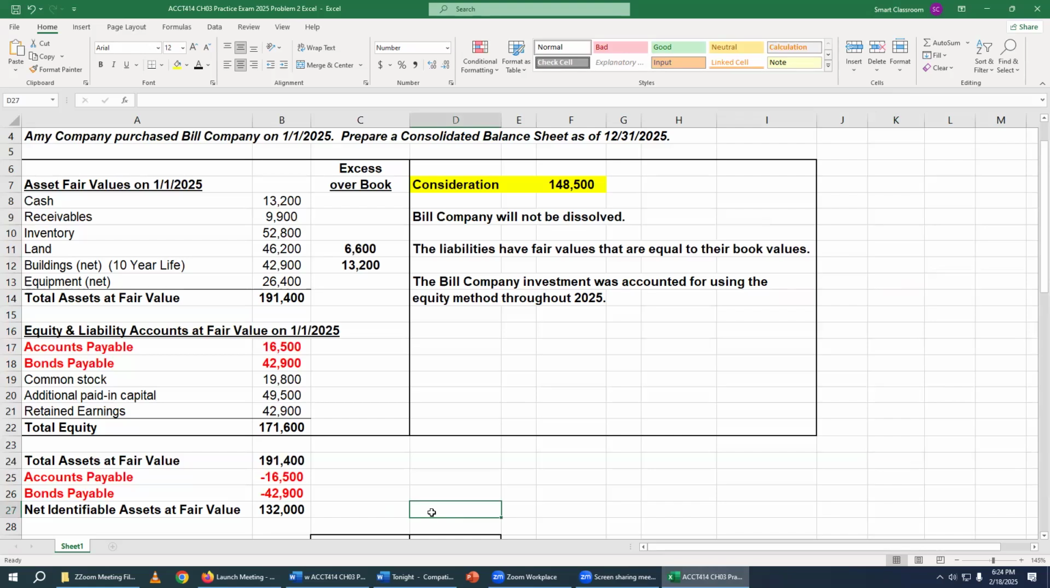59,400? No, you're gonna take the consideration, that 148, minus that. But thank you for chiming in. Thanks. So I came up with $16, yeah, 16,500, I think. Oh, here, I'll do it here.